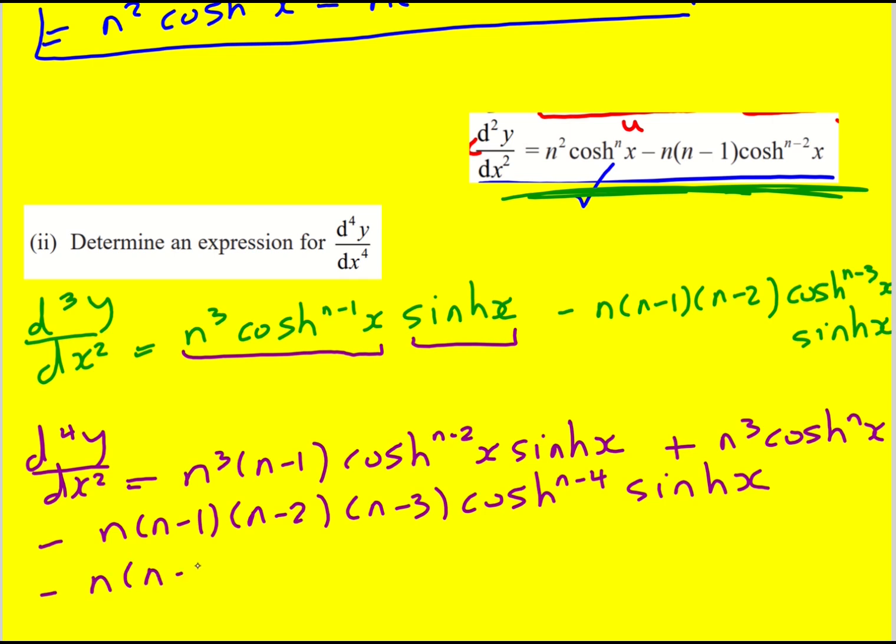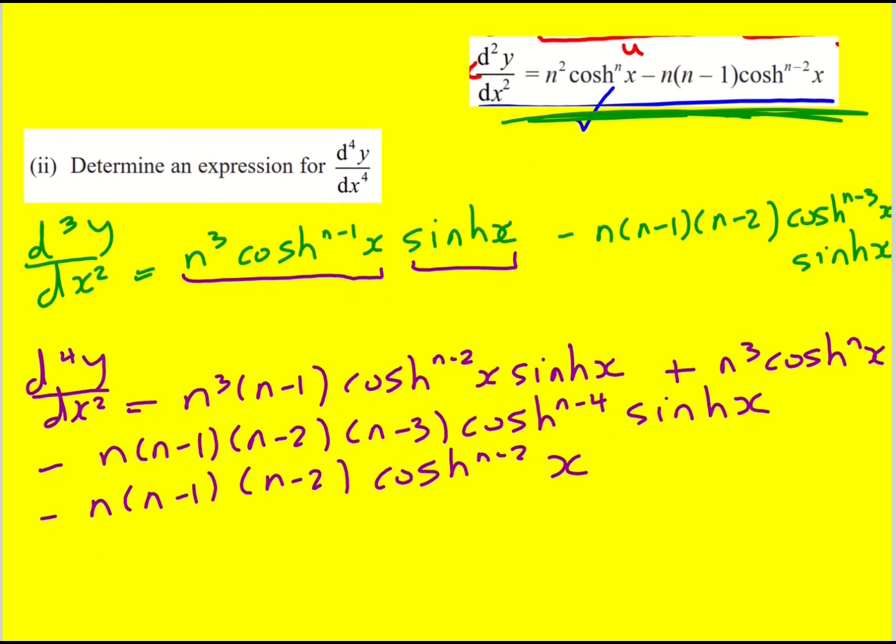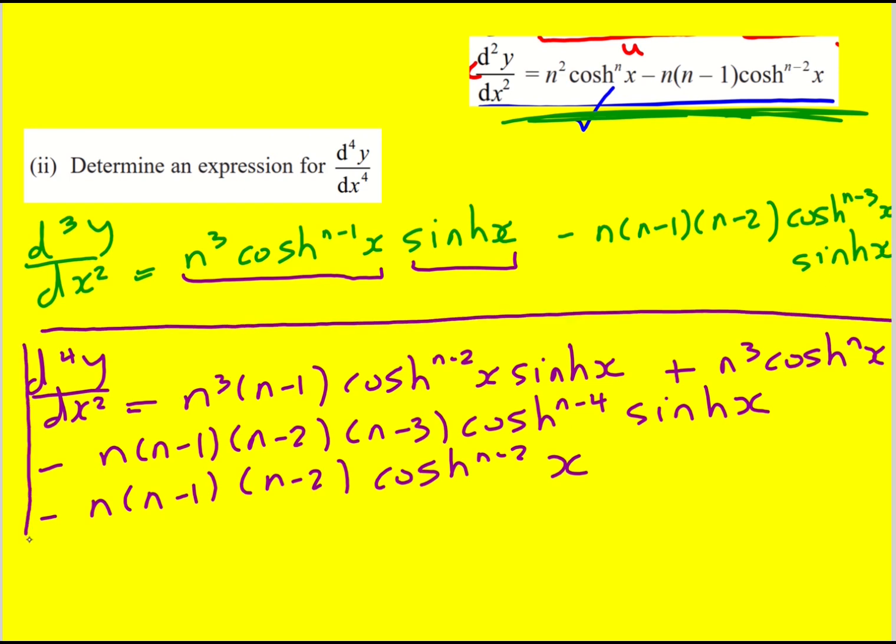Then minus n minus 1, n minus 2, n minus 3, cosh to the n minus 4 sinh x, minus n minus 1, n minus 2. And now I've got this cosh n minus 3, which I'm going to times by the derivative of sinh, so I'm going to get back cosh n minus 2 x. And let's leave it like that. It's absolutely fine. It's only a 2 marker, and it's mainly so we can then do the next part.